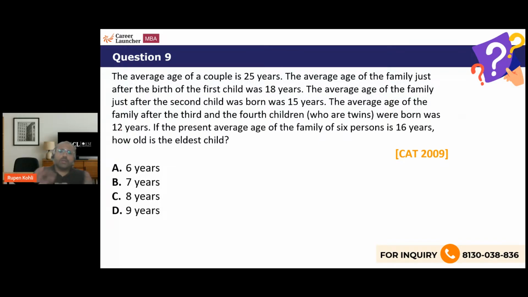Now, the problem talks about a couple. Then the first child is born, then the second child is born, then they get twins, three and four all together. So it becomes a six-member family, right? I don't know how feasible that is in today's day and age.